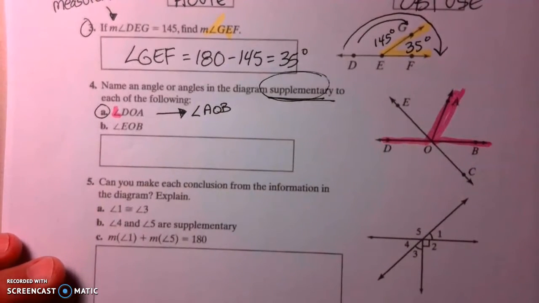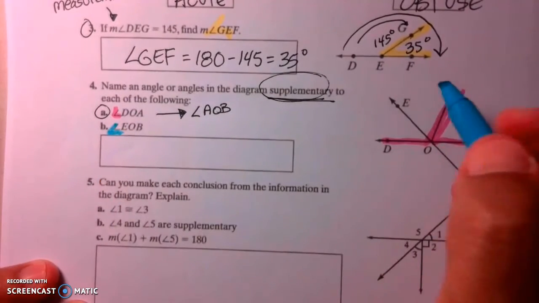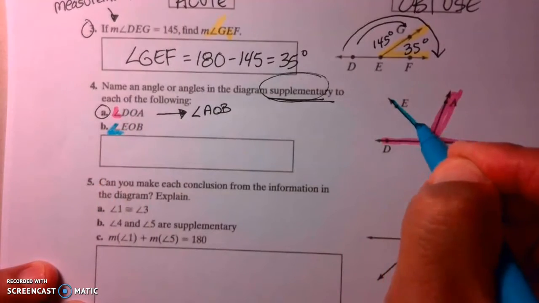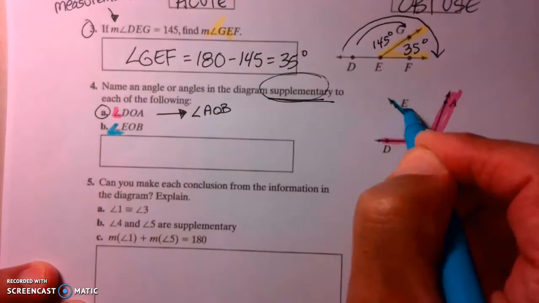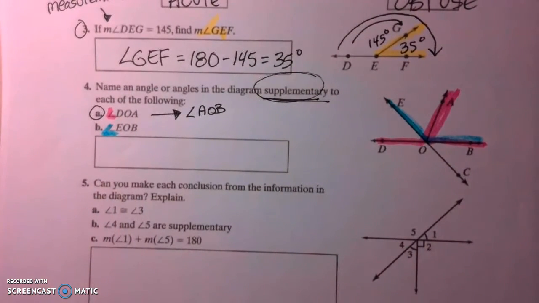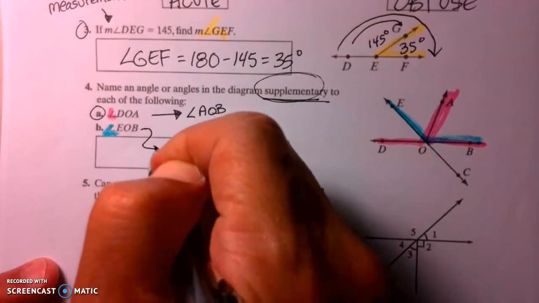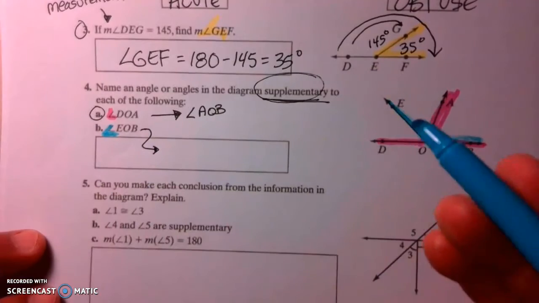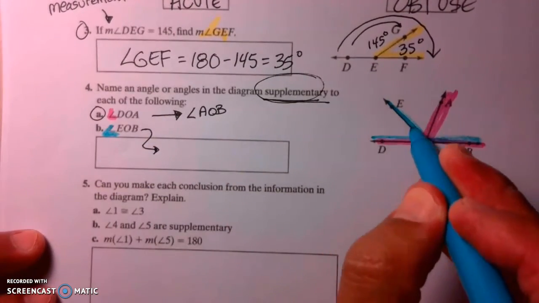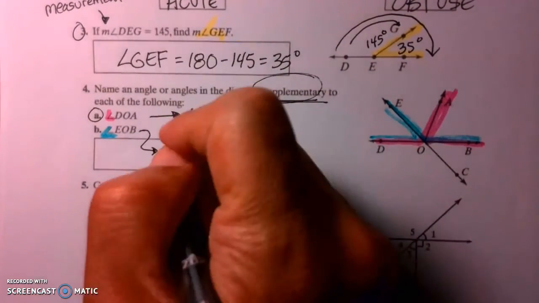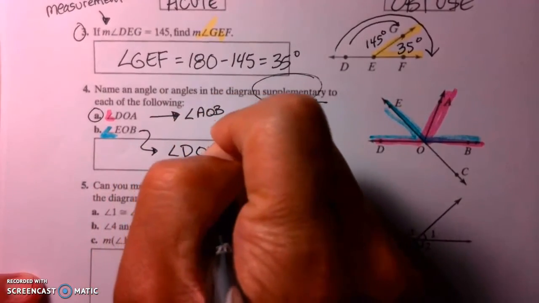Let's see if I can use a different color here. Let's go blue maybe here for the next problem. EOB, E to O to B, and I want to look for the other angle that is supplementary to this. There's actually two answers here. You can use this angle here, D to O to E. That would work. Angle D to O to E.